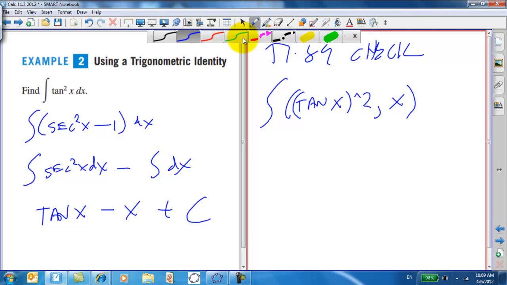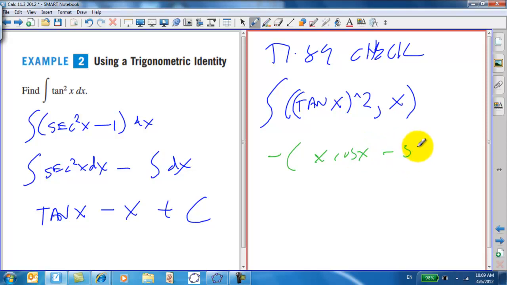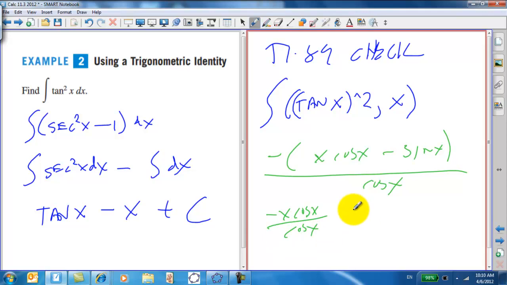Now the calculator did something real trippy here. It gave me negative x cosine x minus the sine of x, all over cosine x. Put it all into cosine. If you divide this through, you get negative x cosine x over cosine x. Minus minus makes plus sine x over cosine x. And that sine x over cosine x is tangent. And notice how this multiplies the negative x.